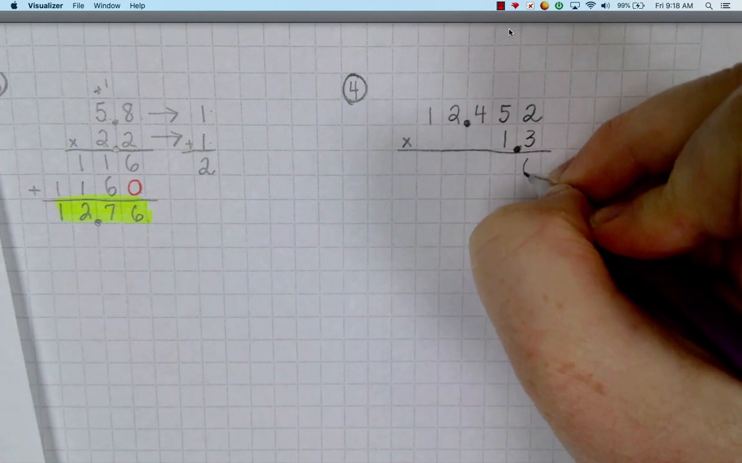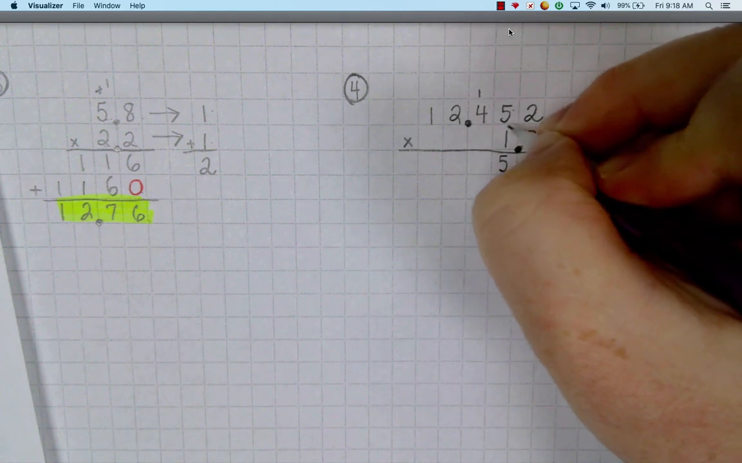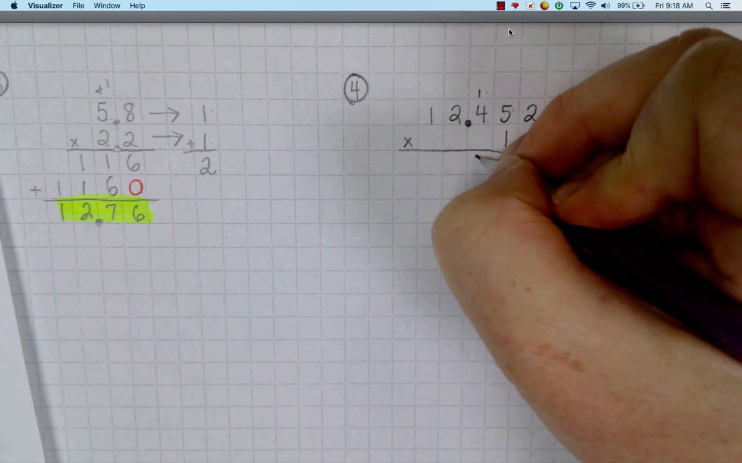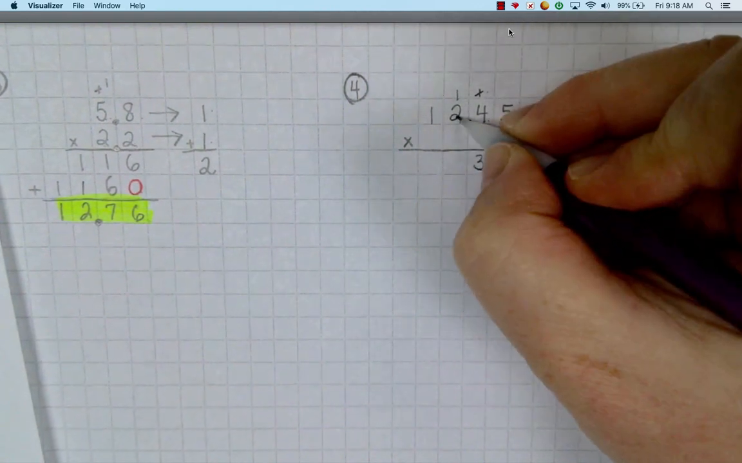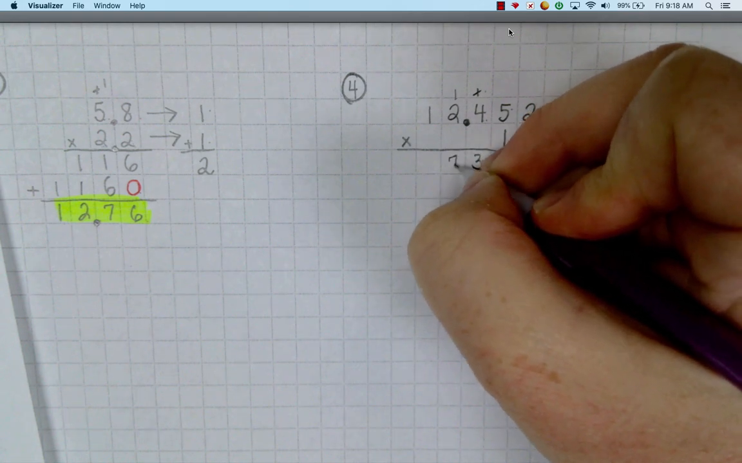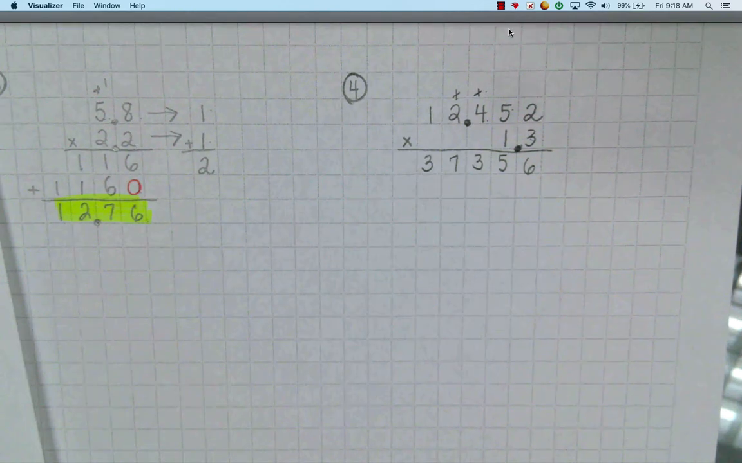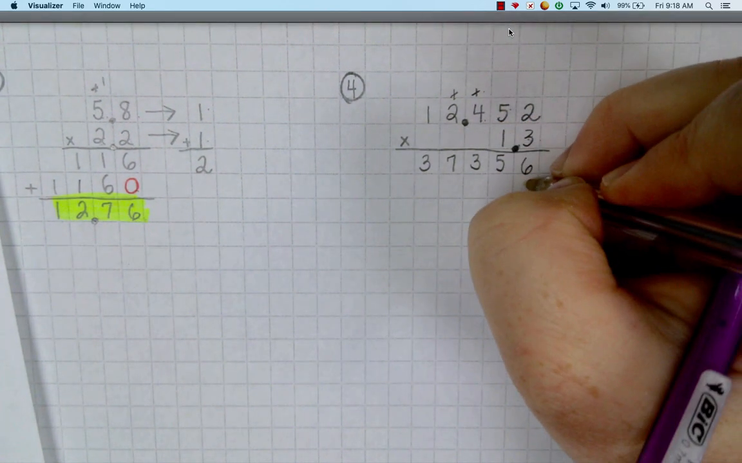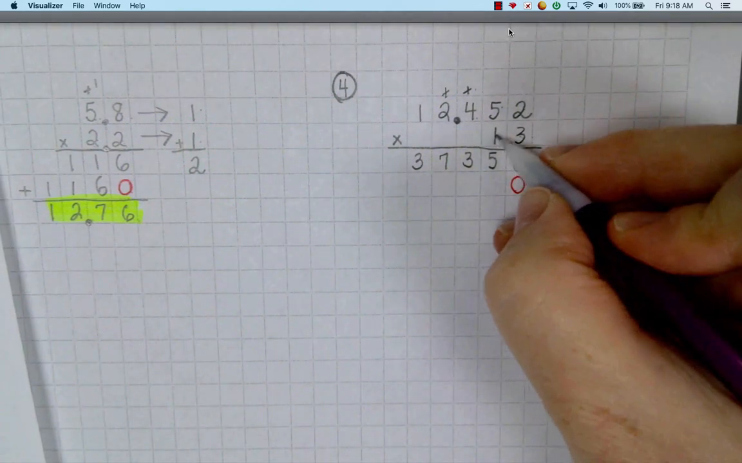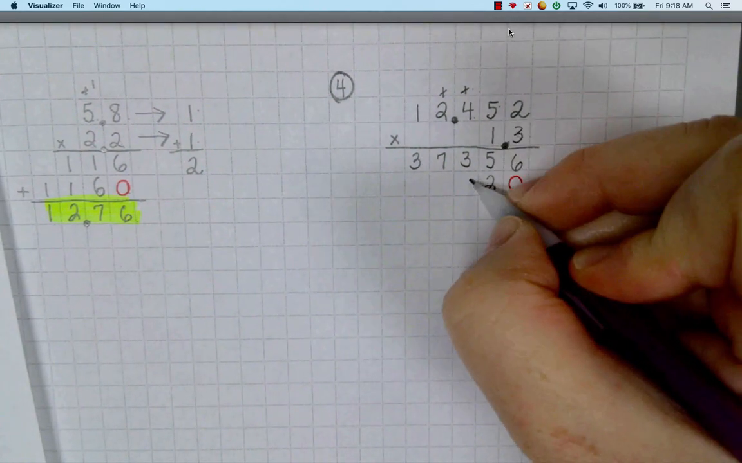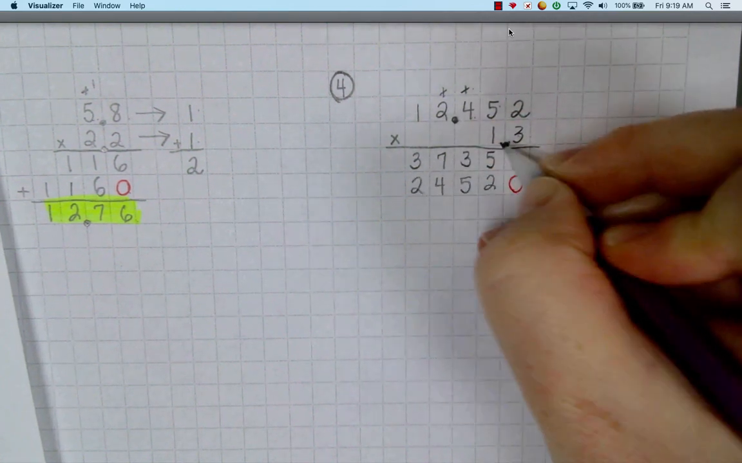3 times 2 is 6. 3 times 5 is 15. Carry that 1. 3 times 4 is 12, plus 1 is 13. Carry that 1. Get rid of that other 1. Okay. 3 times 2 is 6, plus 1 is 7. Get rid of that 1. 3 times 1 is 3. Okay. And again, because we're moving on to the tens place, we are holding a placeholder in our ones. Okay. Now I'm going to multiply. 1 times 2 is 2. 1 times 5 is 5. 1 times 4 is 4. 1 times 2 is 2. 1 times 1 is 1.